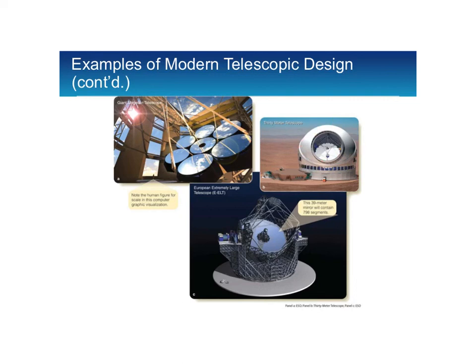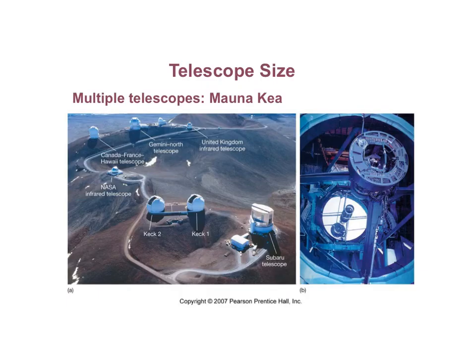Take a guess at how big that primary mirror is. This is the Extremely Large Telescope that's 39 meters. They apparently have super creative people that name these. And this is in the process of being built right now. And it'll have 798 segments to that mirror. And here are some people for scale.